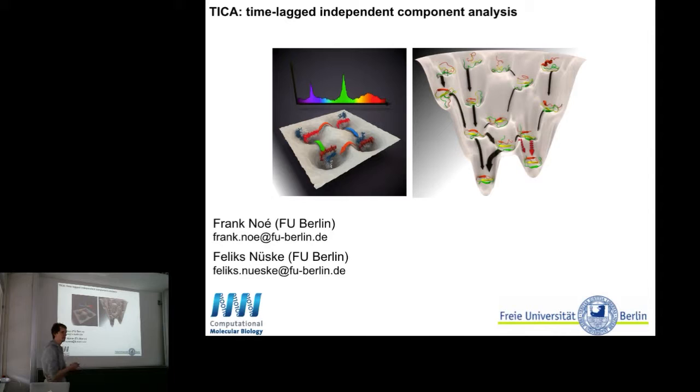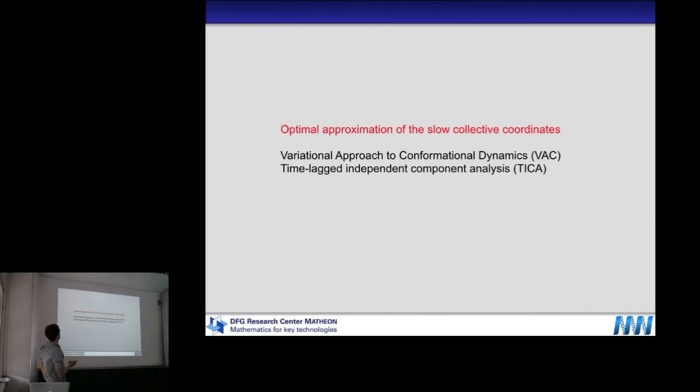So TICA is, as was already mentioned, a method to extract a suitable low-dimensional space of reaction coordinates, where we can then use clustering techniques and all of the estimation techniques to end up with a Markov state model. That's it. TICA is a way to approximate slow collective coordinates in an optimal way from some predefined, usually very general set of coordinates. And as I will explain to you in just a minute, TICA is one specific case of a framework that we have called variational approach to conformational dynamics, or VAC.